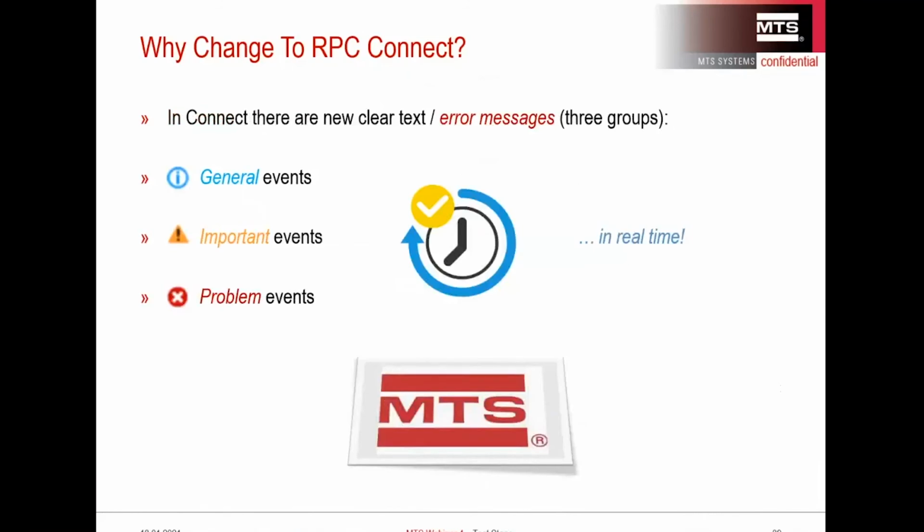The next one we're seeing all the time is the clear error messages. So not the ones we are used to from RPC Pro, like the undocumented error. And we have divided these into three different groups, which you can see: the important ones, the problems, and the general events. I think that helps so much to understand what the software is asking for.